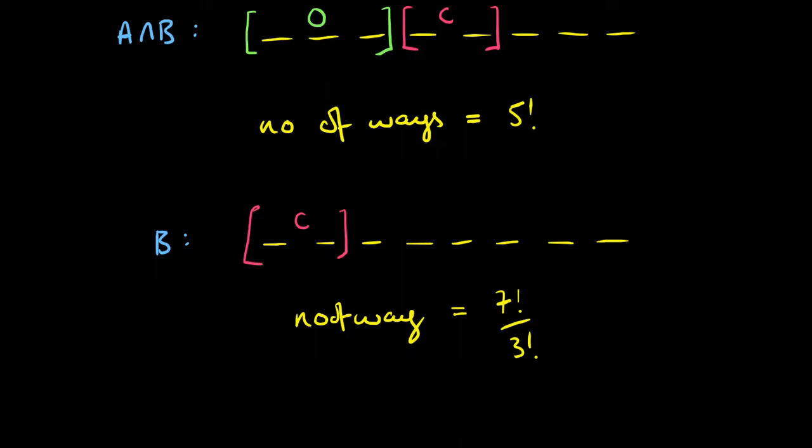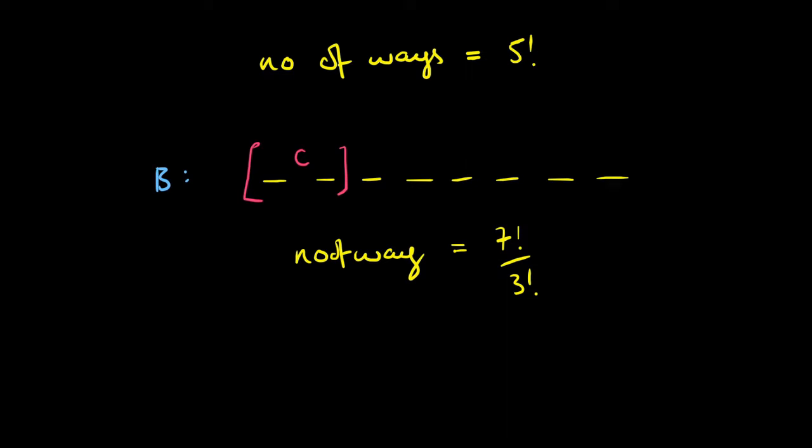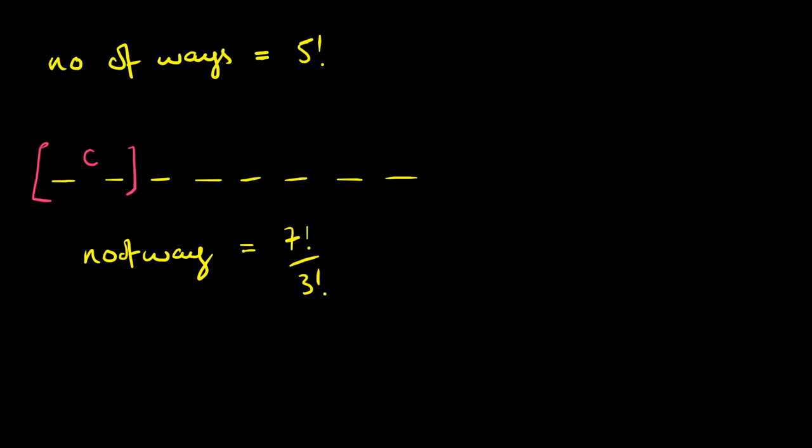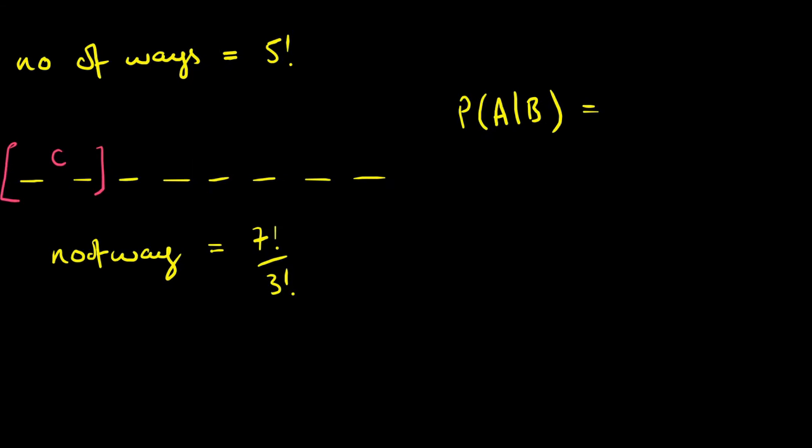Now obviously the probability of A intersection B is going to be this number of ways, 5 factorial, divided by the total number of ways which we calculated earlier. And the probability of B is going to be this number of ways divided by the total number of ways. But it really doesn't matter, because when we get to the end, what we want is the probability of A given B. We can just do the number of ways in which we can do A and B, which is 5 factorial, over the number of ways in which we can do B, which is 7 factorial divided by 3 factorial.